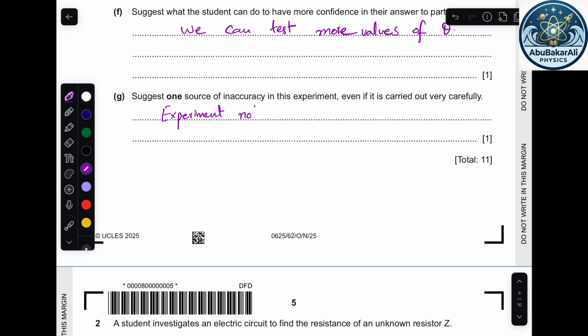So what you can say, experiment not done in a dark room, so it's difficult to trace the light, right?